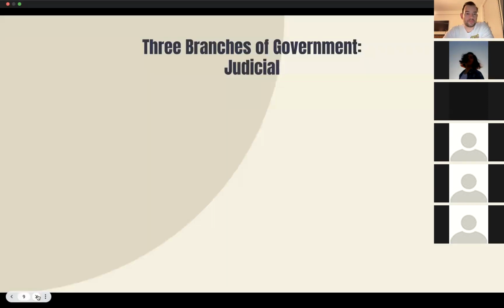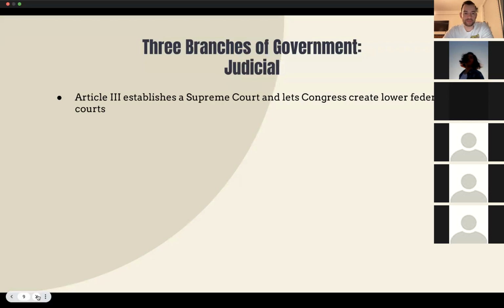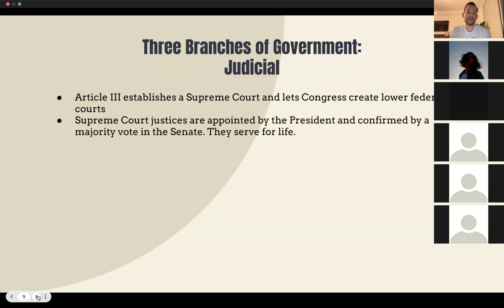All right. Third branch, my favorite branch, the judicial branch. The Constitution doesn't say much about it. First thing they do is say that there's going to be a Supreme Court. We're going to have a Supreme Court, and we're going to let Congress create lower federal courts. The Supreme Court justices, you might know this, you might not know this, but they are appointed by the president.